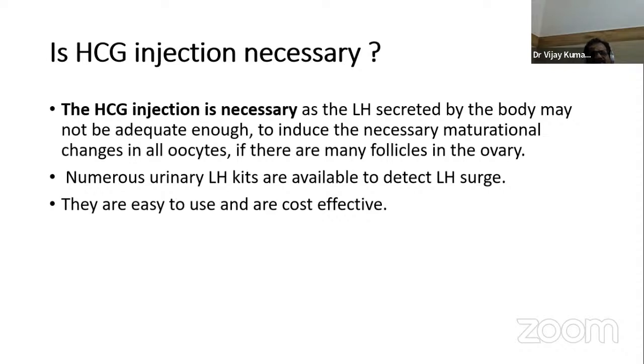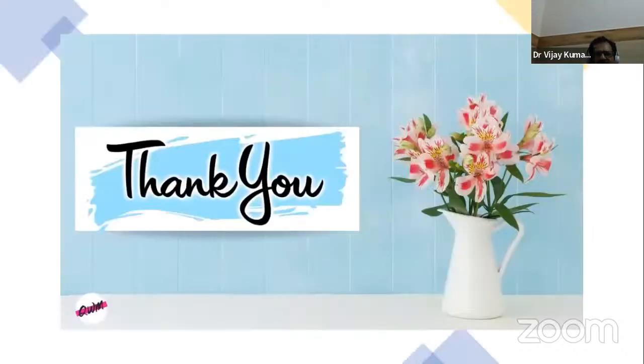So the important question is, is the HCG trigger necessary? Yes, it is necessary, as the LH secreted by the body may not be adequate for ovulation, especially where there are about 2 to 3 follicles. When there are 2 to 3 mature follicles, the endogenous LH surge may not be enough to trigger ovulation. So in such cases, HCG becomes an important factor for causing ovulation.